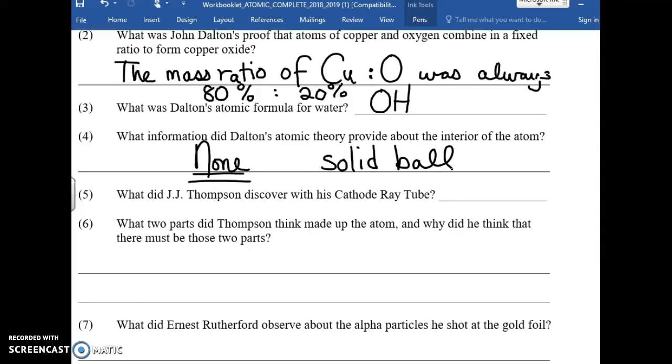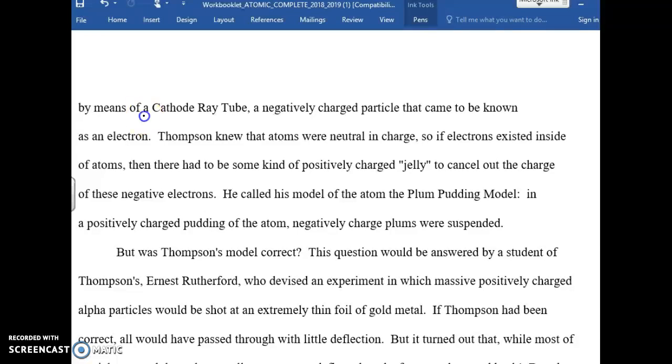Number five, what did J.J. Thomson discover with his cathode ray tube? Let's look. By means of a cathode ray tube, he discovered a negatively charged particle that came to be known as the electron. He didn't name it that himself. Someone else named that for him.